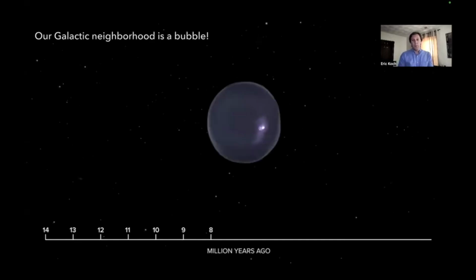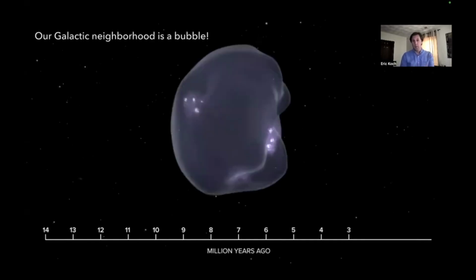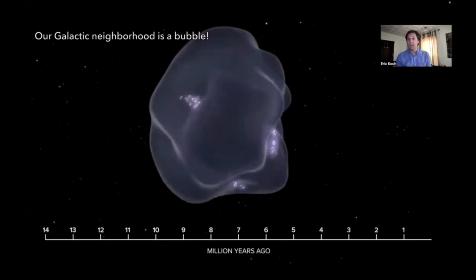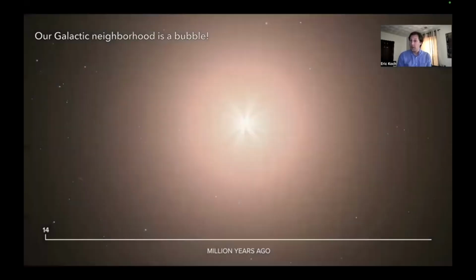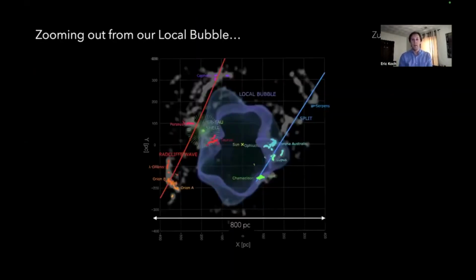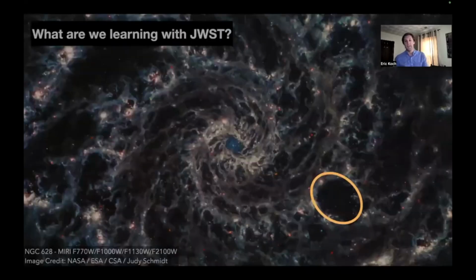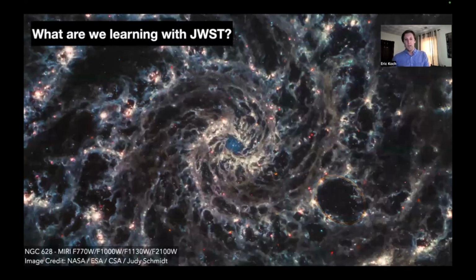Now, unfortunately, we can only get this kind of detail within our own solar neighborhood. So while we have a very good idea of this process from our own local bubble, it's hard to generalize to a larger sample with the data we currently have in hand. So let's zoom out again and see how this more broadly fits into our view that we get now with JWST and these nearby galaxies.